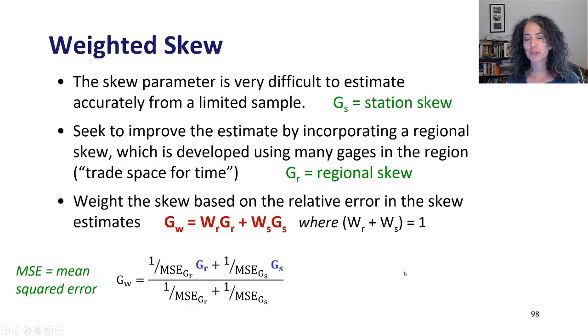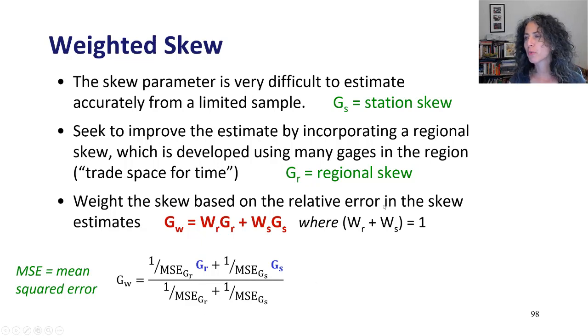Now, each estimate of skew has some accuracy and so has some mean square error. So what the weighting does is it weights the station skew here by the inverse of the mean square error of its estimate. So the larger the mean square error, meaning the less accurate the estimate, the lower the weight will be. And it weights the regional skew by the inverse of its own mean square error.